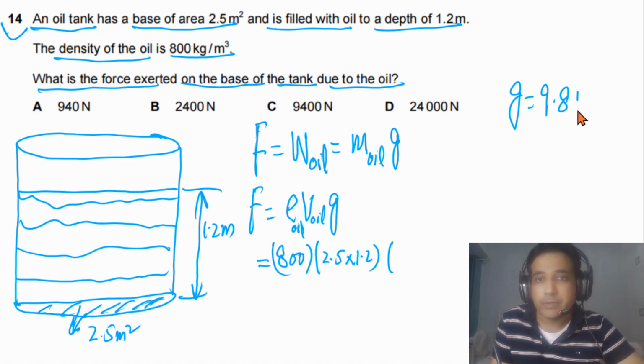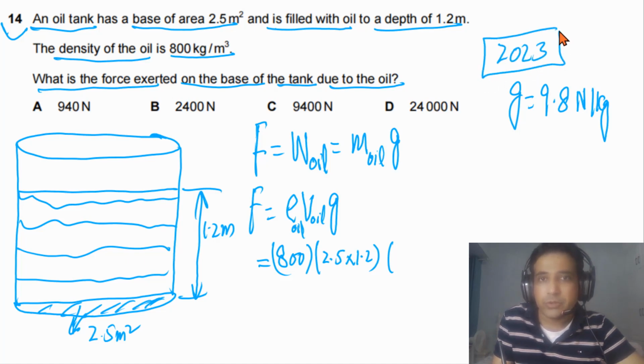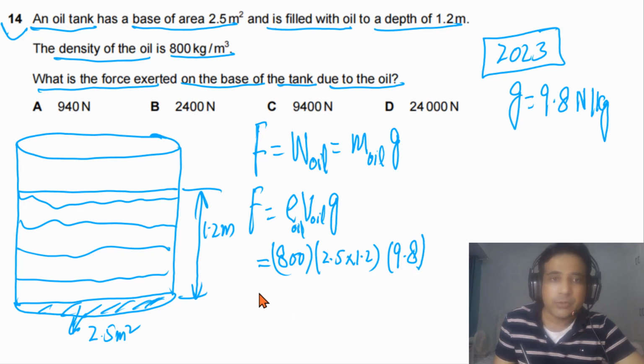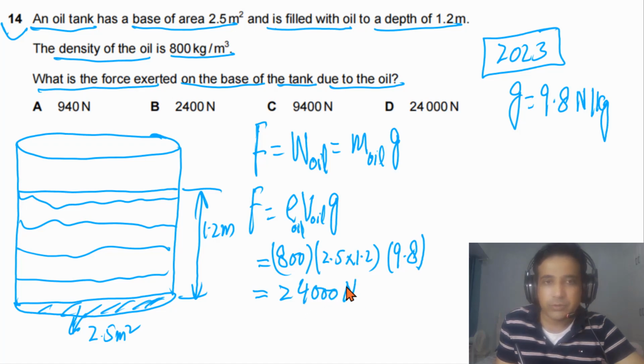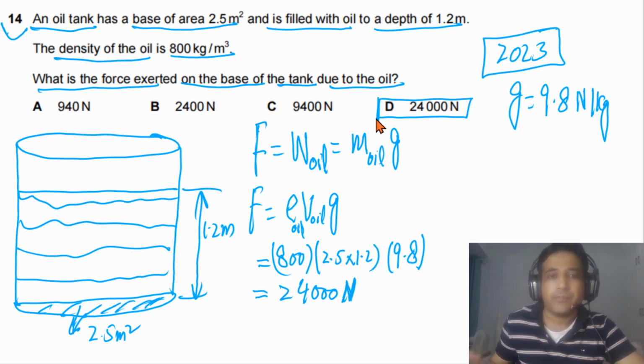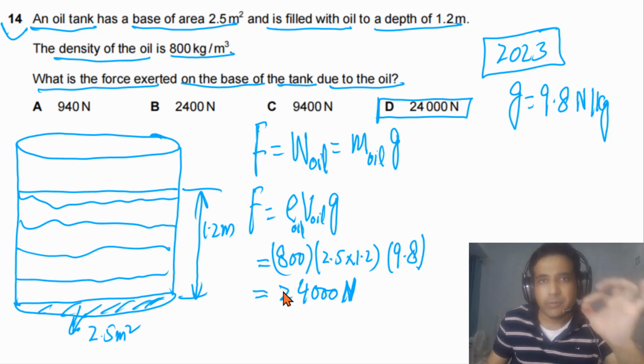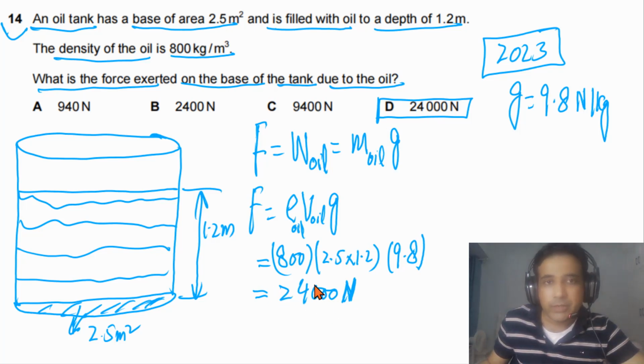9.8. So it's very important, 9.8 newtons per kg according to the new syllabus. So you have to use g is equal to 9.8, not g is equal to 10. So we have to multiply this with 9.8. If we solve this, our final answer will be equal to 24,000 newtons. So the answer for this question is D. Your answer will be close to this, maybe a little bit plus or minus, but if you write it up to 2 SF, your answer has to be equal to 24,000.